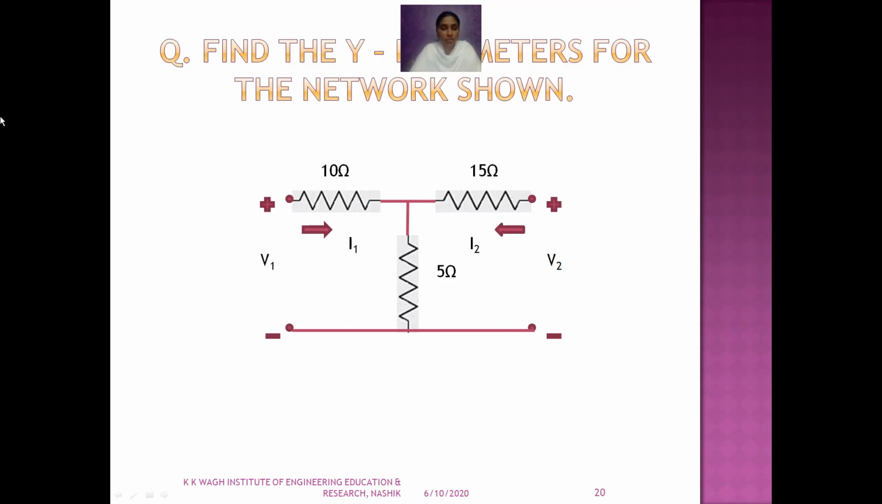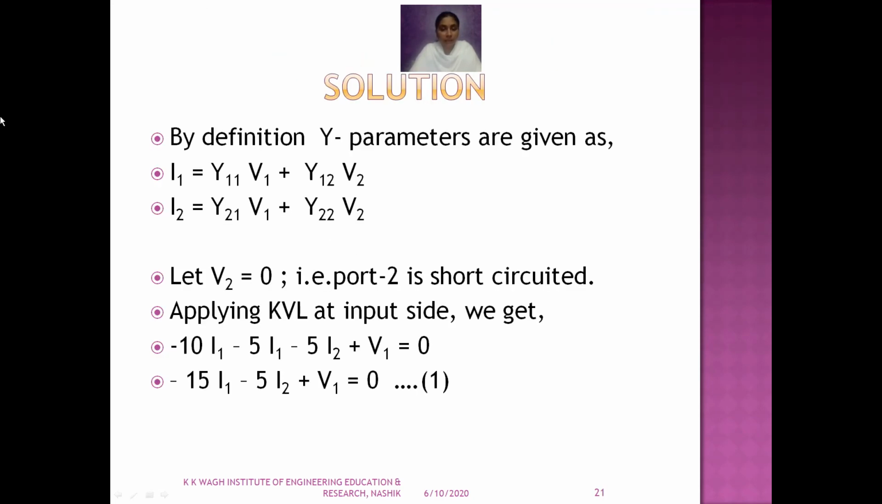Now if port 2 is short circuited, we apply KVL to the right hand side loop first. So what will we get? Minus 10 I1 minus 5 I1 minus 5 I2 plus V1 is equal to 0. All of you are familiar with writing the equations. Just the thing is, you need to correlate it with the shorting process, that is making V2 0. So in this case, I can club minus 10 I1 minus 5 I1 and I will get equation 1 as minus 15 I1 minus 5 I2 plus V1 is equal to 0.